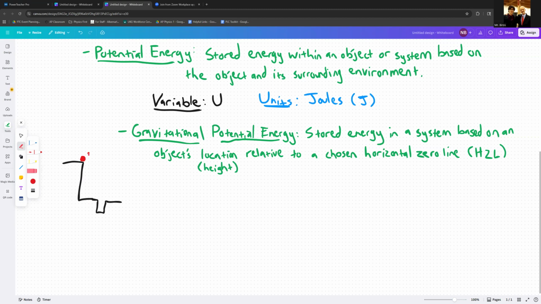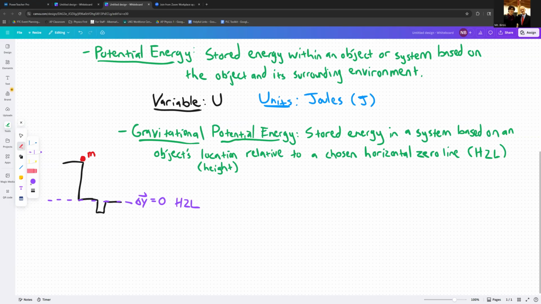Okay, so if our object were on top of this cliff, and it had some mass m, and we chose to say, well, the ground could be considered zero, so we'll say that the height of zero is the ground. What we're doing by that is defining a horizontal zero line. Anywhere at ground level, anywhere like this purple dotted line, is where our height, or we're going to define it as a delta y, is equal to zero. And that is your horizontal zero line.